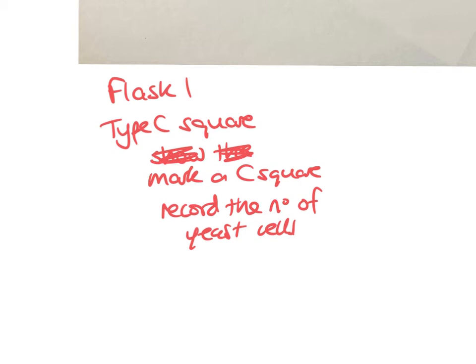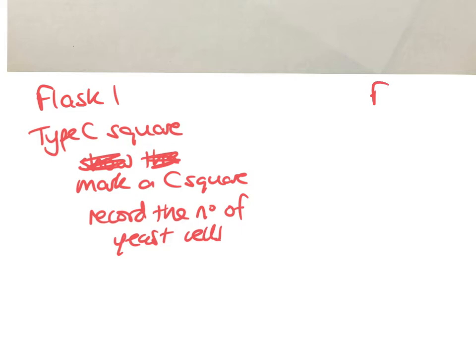So either cut your photograph out and stick it in, or at the side of your photograph. It doesn't take much space, but you basically need to pick a C square as an example, and show that you can count the number of cells accurately. And you need to do that on flask 1 and flask 2. Okay, so do it on both of those.